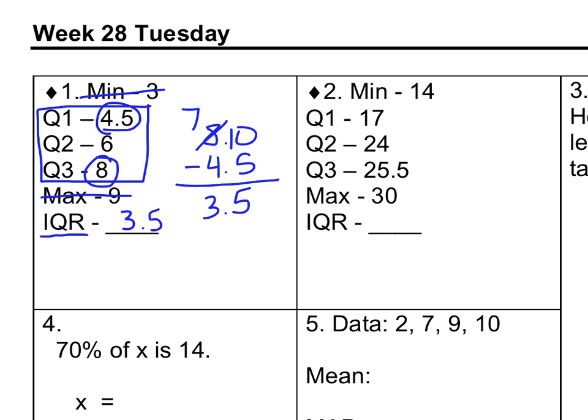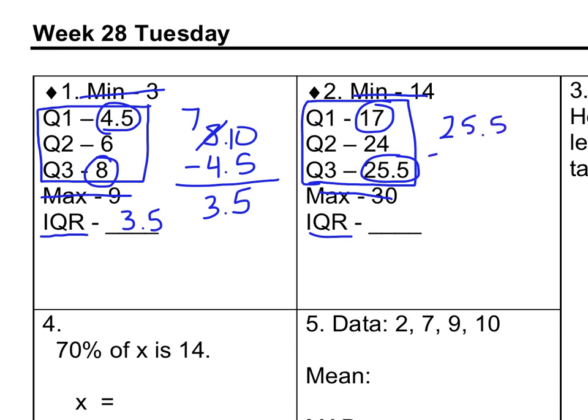For number 2, again, minimum and maximum are irrelevant for IQR. We're going to simply look at our quartiles, take our biggest quartile, quartile 3, and subtract quartile 1. And so we're going to have 25 and 5 tenths minus 17 and 0 tenths. Drop our decimal, can't do that. That's 8.5, or 8 and 5 tenths.